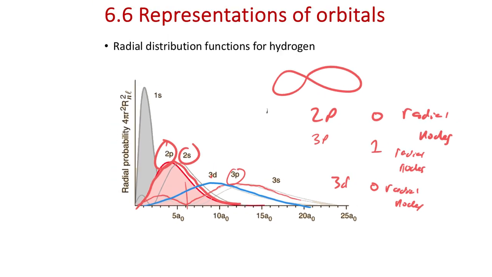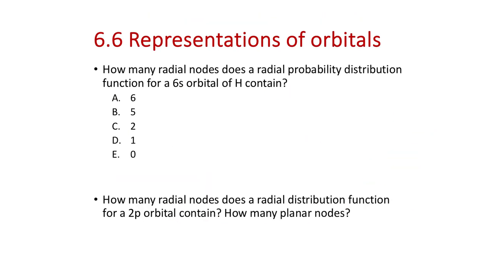And so I think there's a question here on how many radial nodes the radial probability distribution function shows. Those functions we're looking at are called radial probability functions or radial probability distribution functions. So how many radial nodes would you see for a 6s orbital? It would just be 5. So it comes back to the 1s is 0 radial nodes, and therefore the 6s would have 5.